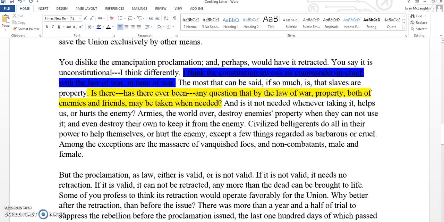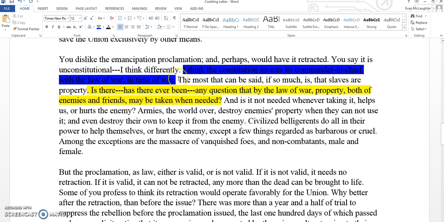And now we get to the second point in terms of the argument points we discussed earlier. He's saying the Constitution invests its commander-in-chief with the law of war in a time of war. So he's saying here that my Emancipation Proclamation is constitutional, as you see here with I Think Differently. And he's saying that because the slaves are property, thanks to the Dred Scott Supreme Court decision, that his Emancipation Proclamation is a necessary war measure to deprive the South of their labor force and their military support force, and that is a necessary war aim.